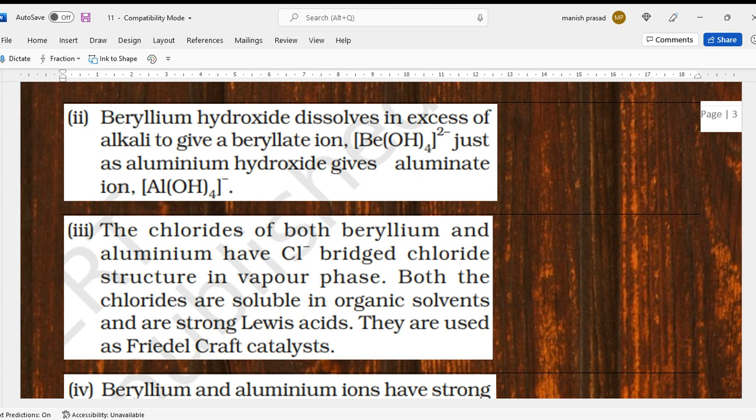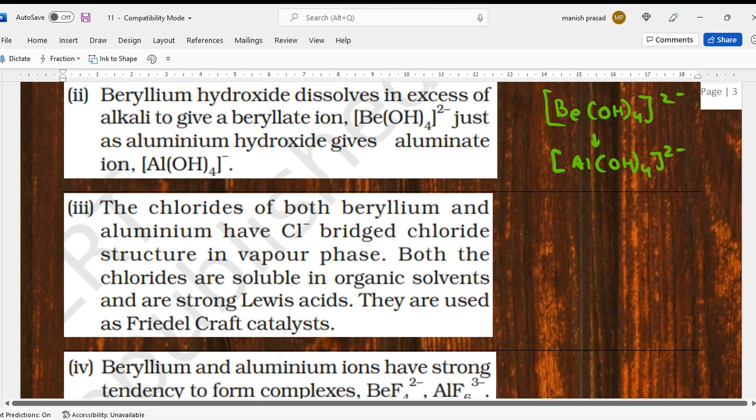Beryllium hydroxide dissolves in excess of alkali to give beryllate ion, just as aluminium hydroxide gives aluminate ion. So in this point, the valuable thing you need to remember is the beryllate ion and its similarity with aluminium, the aluminate ion. If you remember these two words, automatically the whole point is learnt by you. So Chirag, the third point beta.